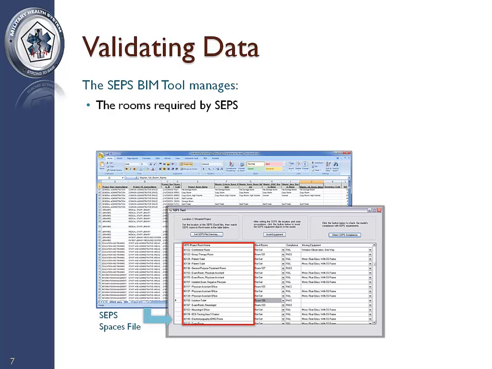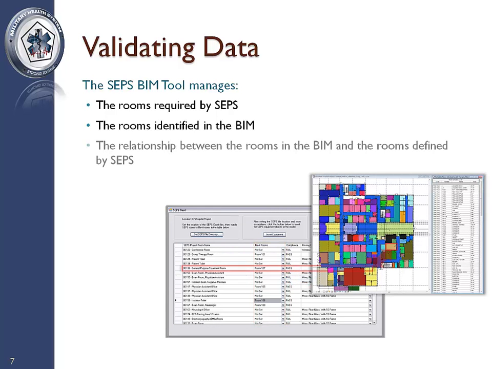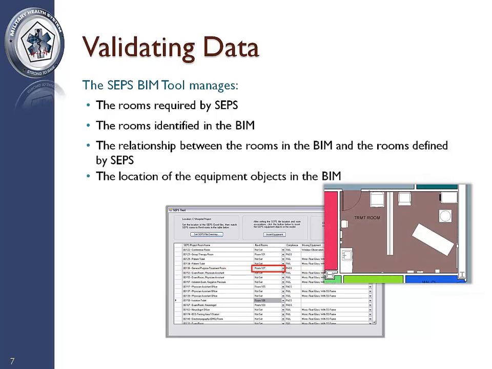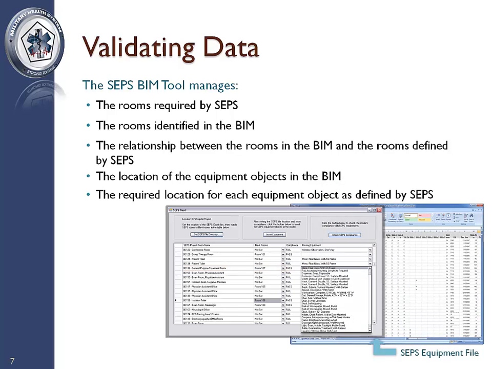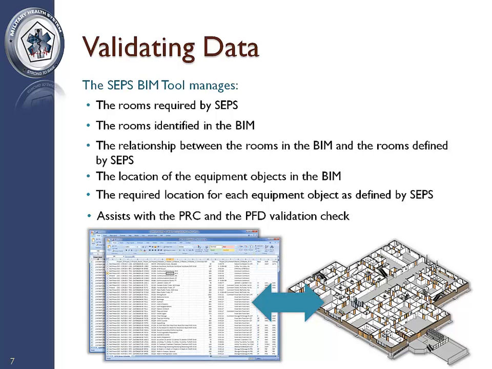The SEPS BIM tool tracks the rooms required by the SEPS project program, the rooms identified in the model, the relationship between the rooms in BIM and the rooms defined by SEPS, the location of the equipment objects in the BIM, and the required location for each equipment object as defined by SEPS. It can assist with the PFD and PRC validation checks for MHS projects.